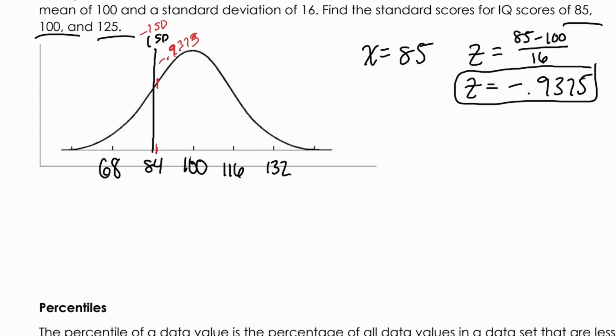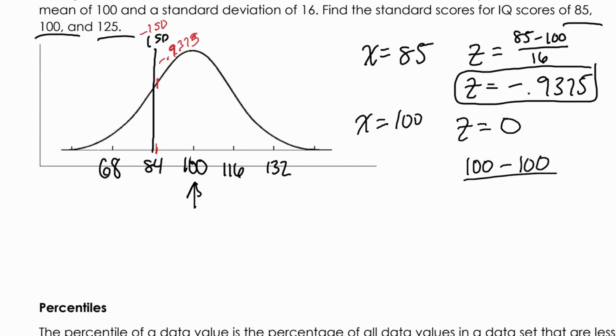Now we have to find the standard score for 100. Well, since 100 is the mean, I know I'm 0 distance from the mean when I'm sitting at the mean. So without doing any work, my Z should be 0. But if you want to do the work, you can see that I would take my 100, which is my raw score, subtract the mean, and divide by the standard deviation, which would give me 0, right? 0 divided by 16 is 0.